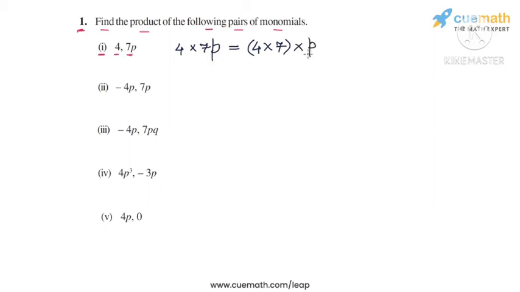So we have this term p in the product. So 4 into 7 is 28, and 28 into p is 28p. So this is the answer for the first part.